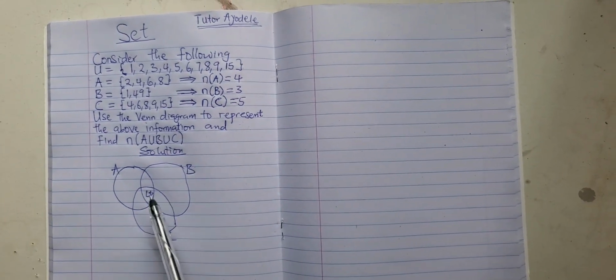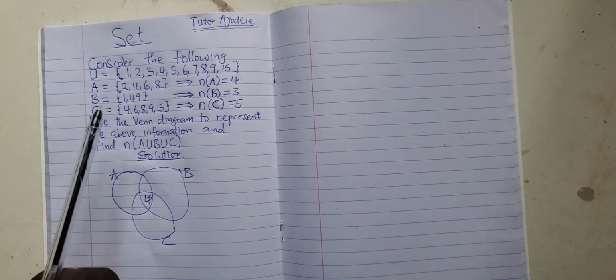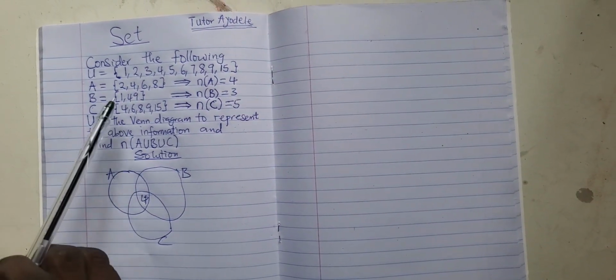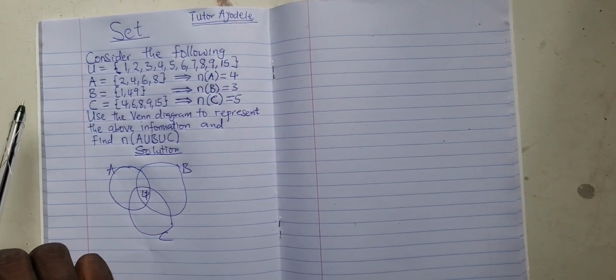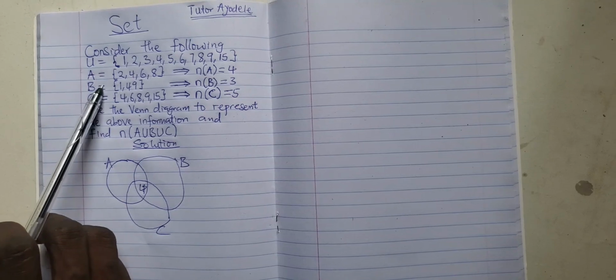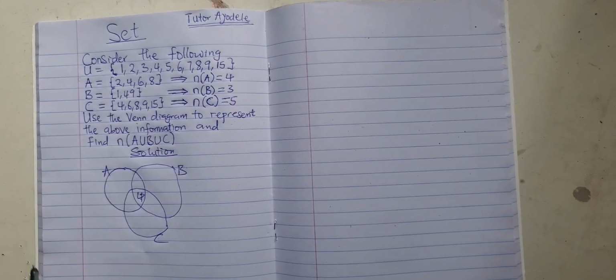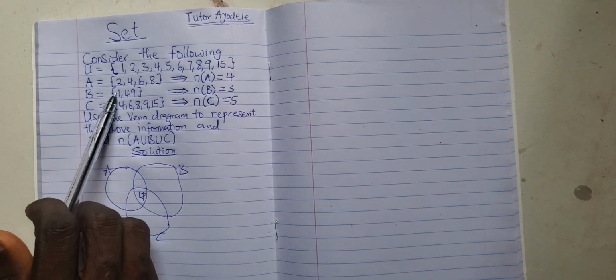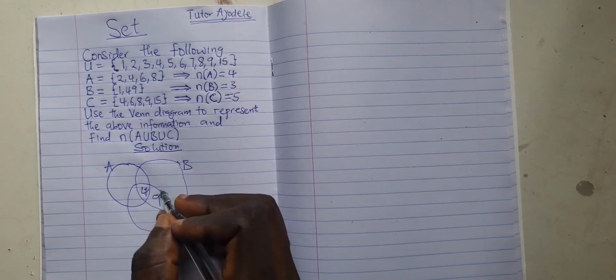Let's look at B and C. We have set B and set C. Apart from 4, which we have already written, is there any element that is common in B and C? We have 1 here, but we don't have 1 here. We have 9 here, and we have 9 here. So the element that is common in B and C is 9. So I will put 9 here.